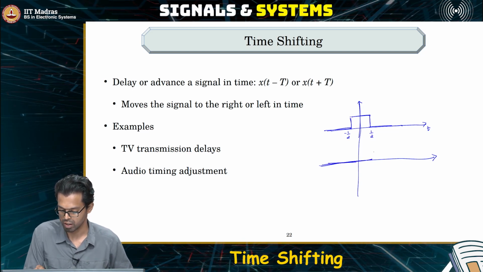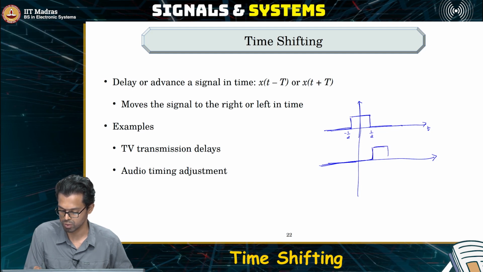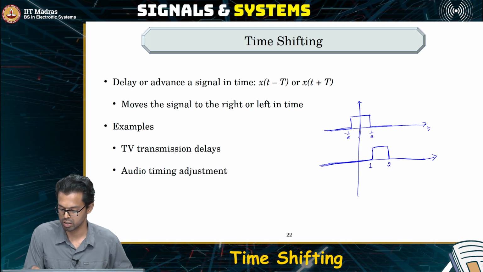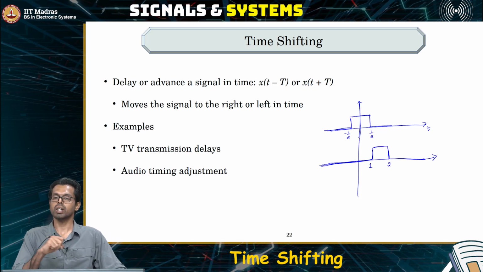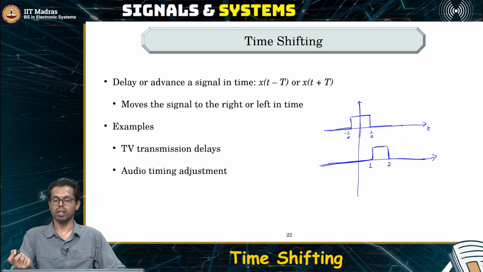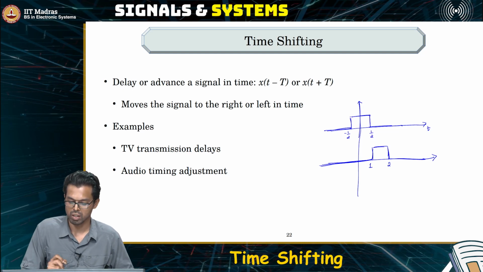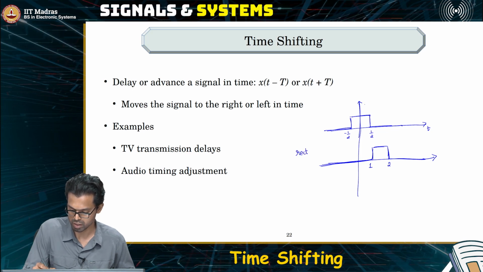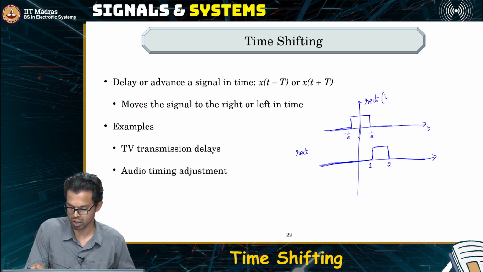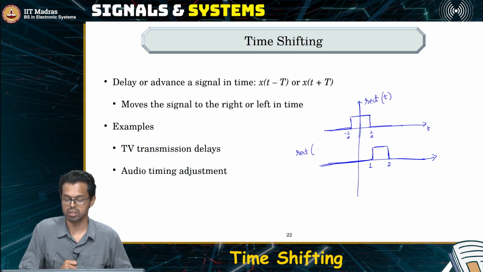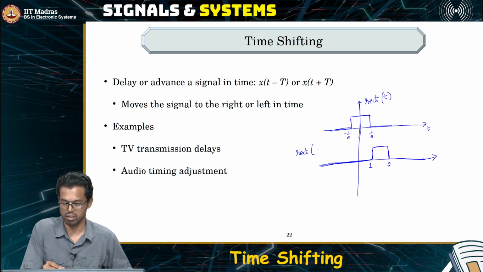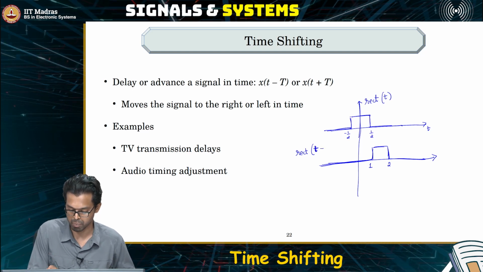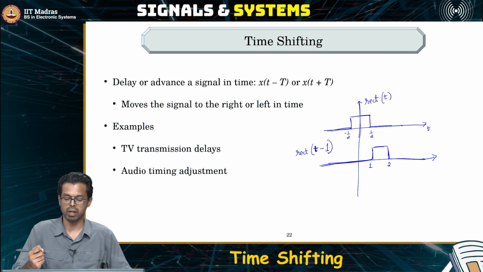A delayed rectangular function will now look like this. It will start at 1 and then end at 2 seconds. But how do I represent it mathematically, or analytically? What is the model for this? The model is the rectangular function, the plain old rectangular function, but something that starts a little later, by 1 second. So we'll subtract 1 from this.